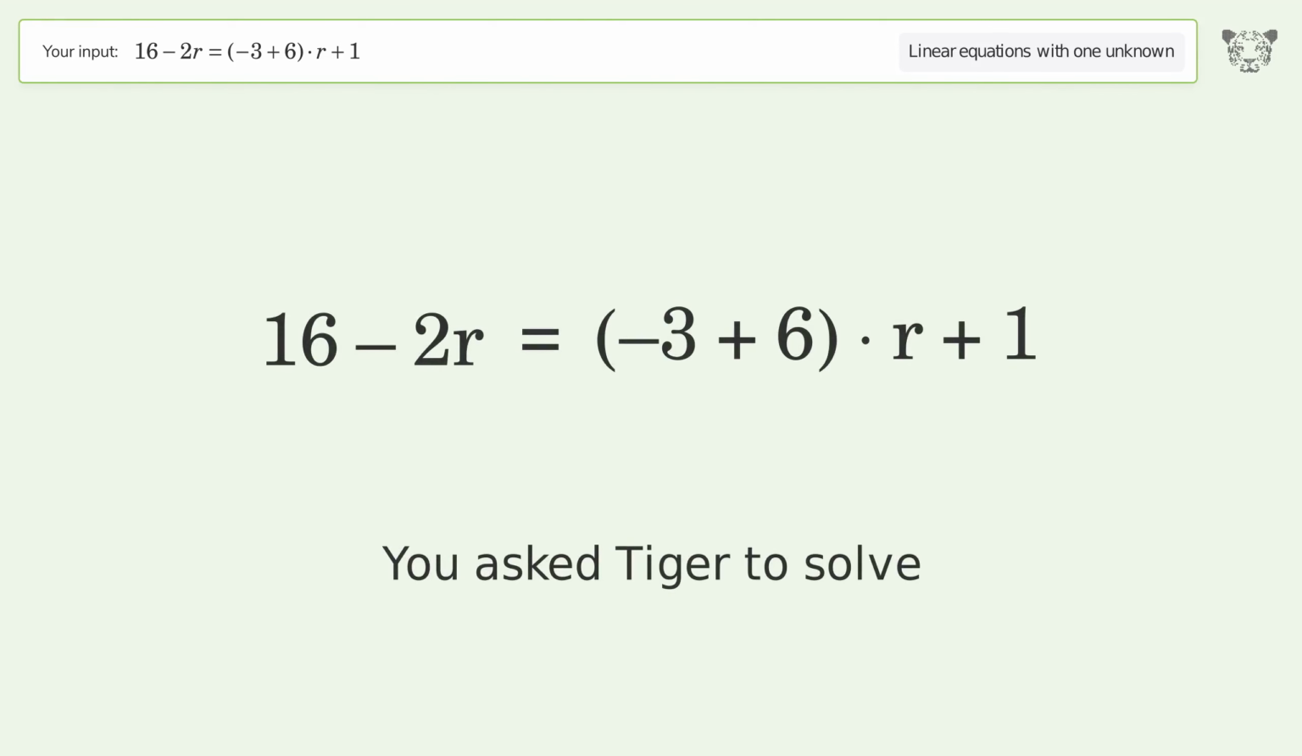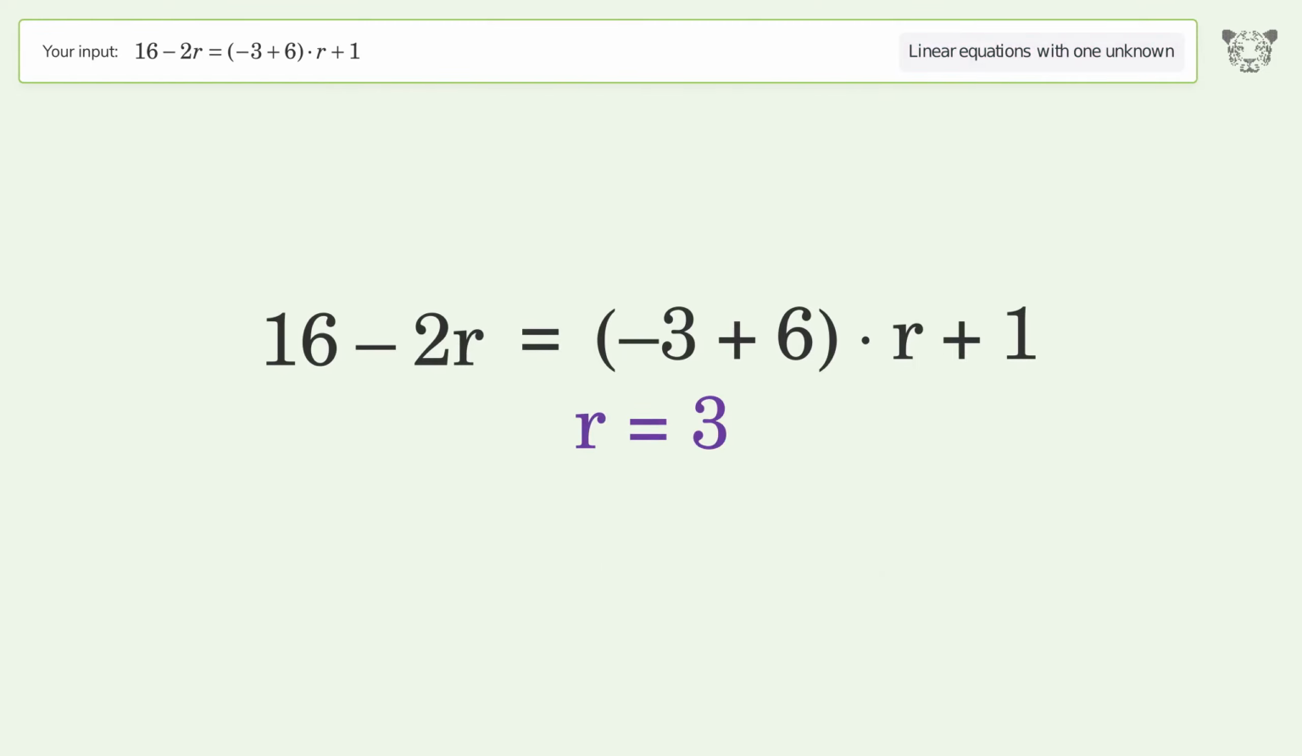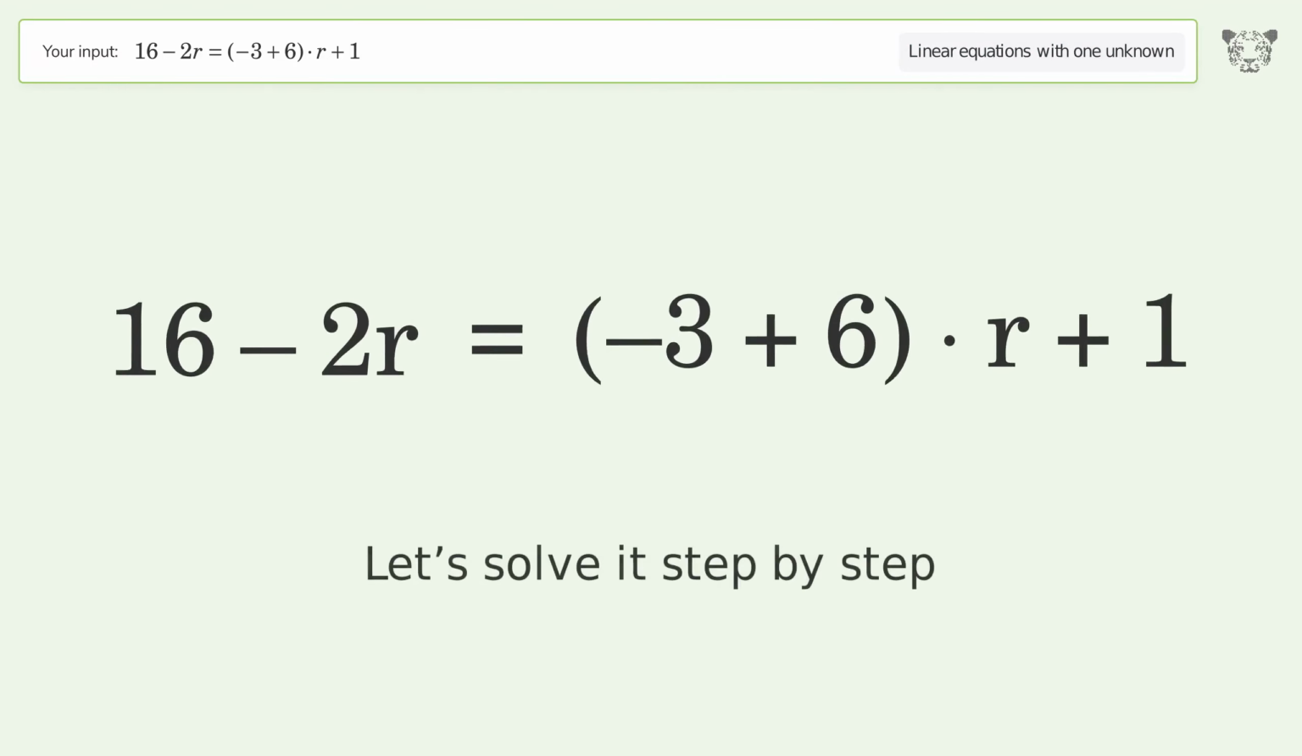You ask Tiger to solve this. It deals with linear equations with one unknown. The final result is r equals 3. Let's solve it step by step.